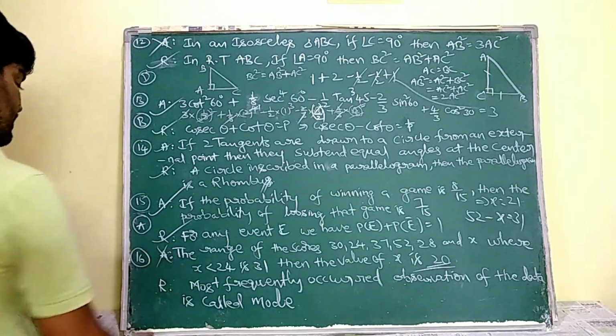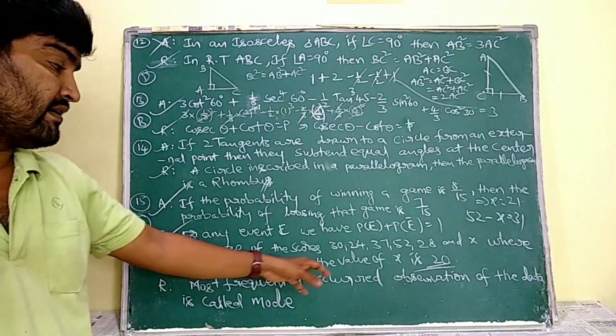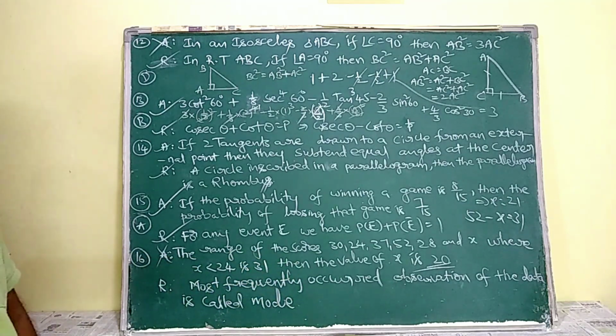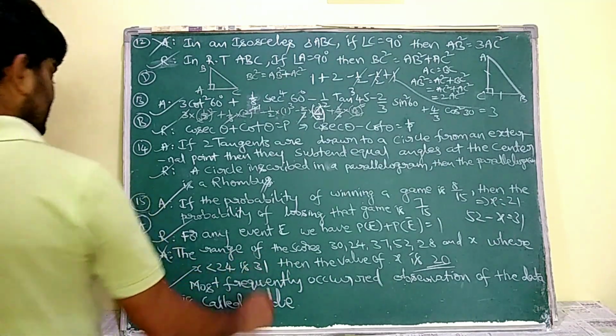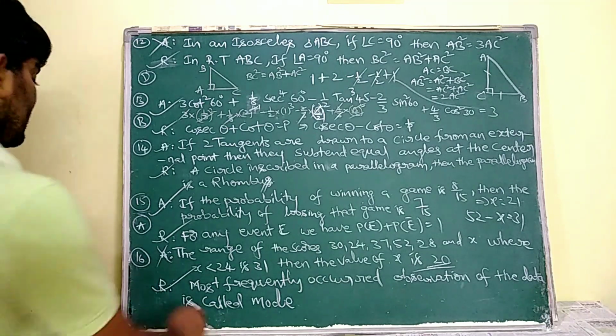So it's wrong. Now, the most frequently occurring observation in the data is called mode. Yes, it is true. So assertion is false, reason is true. So here the option is D.